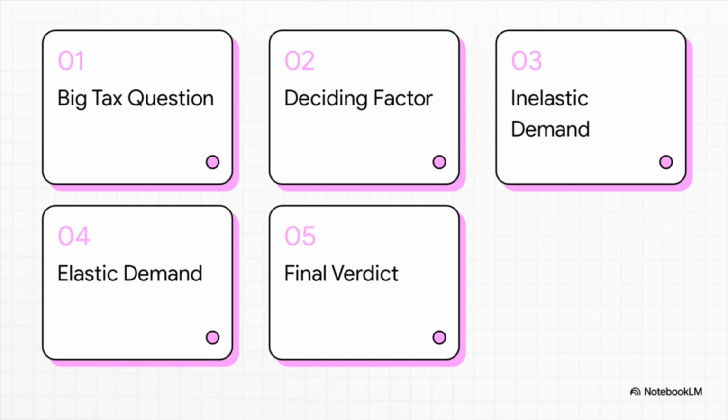All right, here's how we're going to crack this case. We're breaking it down into 5 simple parts. We'll start with the big question. Then we'll uncover the one secret factor that decides everything: elasticity. After that, we'll open up 2 case files, one for inelastic demand and one for elastic demand. And then we'll bring it all together for the final verdict.